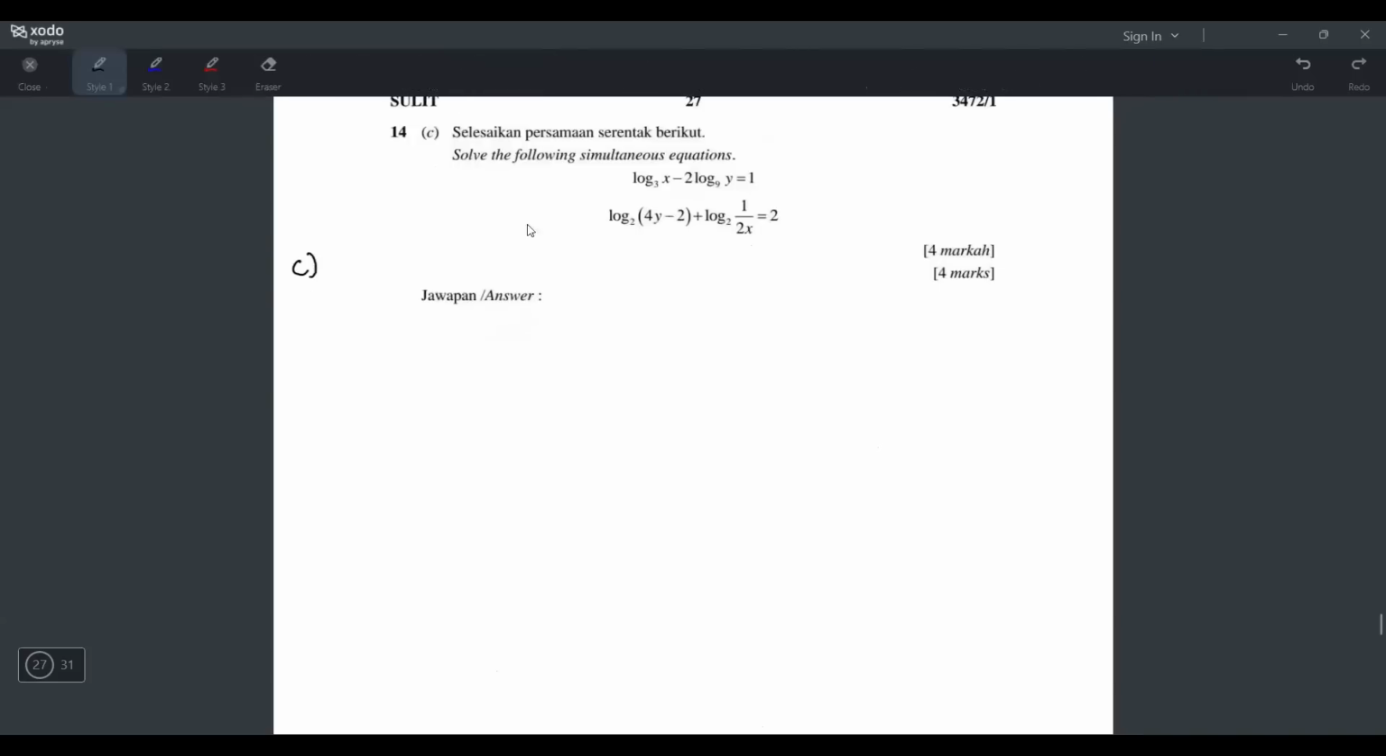Okay, question C, what is this? Solve the following simultaneous equation. So they already tell us it's simultaneous, so later we have to use the substitution method or the elimination method. Okay, let's look at the first equation first.